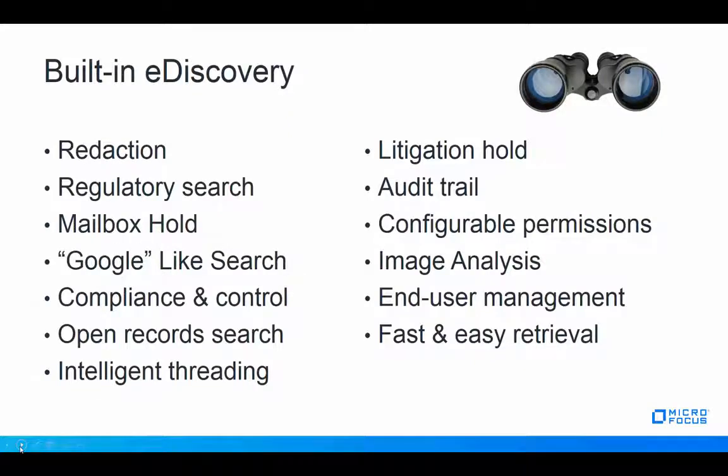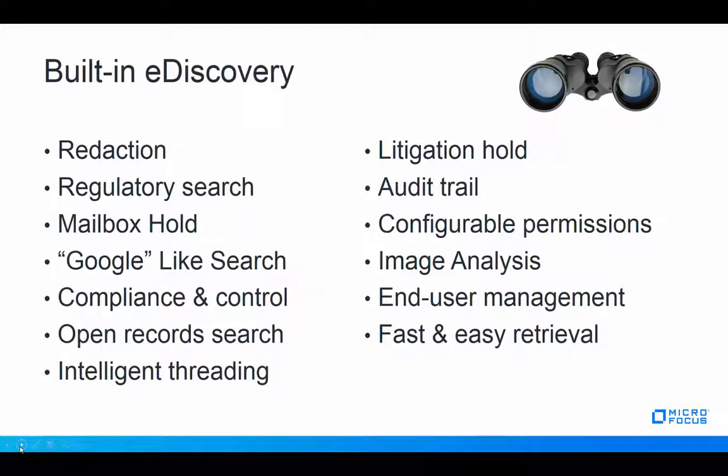So this is something that is different about Retain from other archiving solutions: Retain includes built-in eDiscovery. The ability to search your archive is built in. You don't have to have another solution. You don't have to go out and buy some kind of search or eDiscovery tool. It's built into Retain. Retain has redaction included. You can do those searches. You can place litigation holds on mailboxes, per mailbox, per person. You can do it per team. You can do it globally.